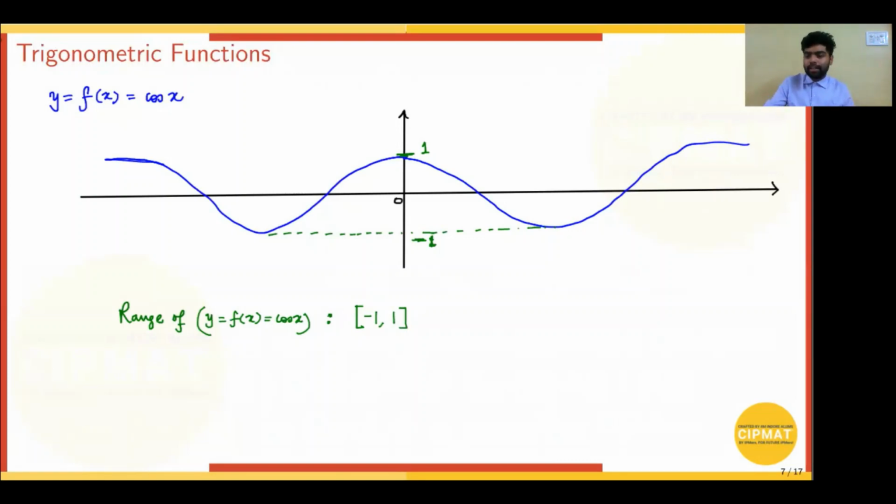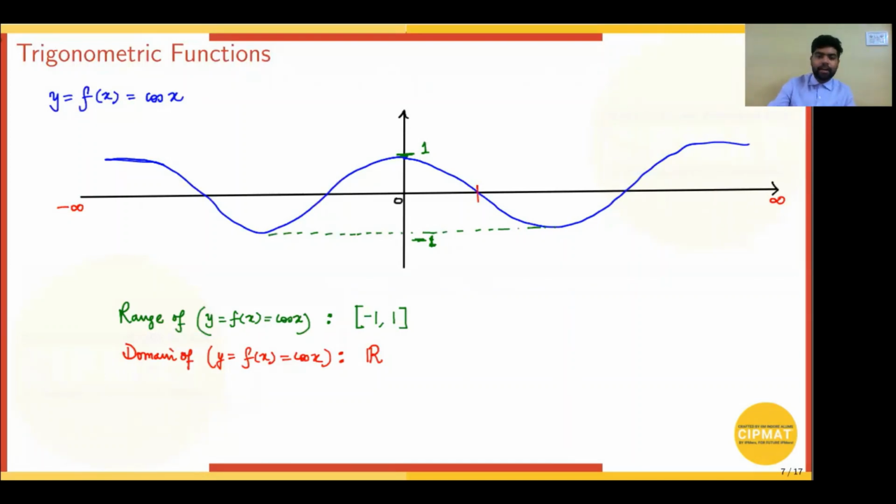Now let's see what are the different values of x it is going to take. Clearly, you can see that the values of x are going to be from minus infinity to infinity. So of course, I can say that the domain of y equals f of x equals cos of x is again going to be the set of all real numbers. So this is going to be the domain and range for the graph of y equals cos x.